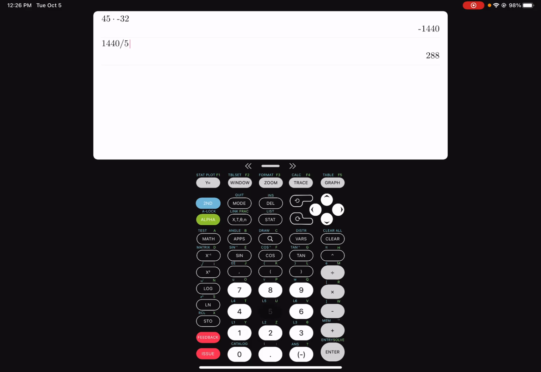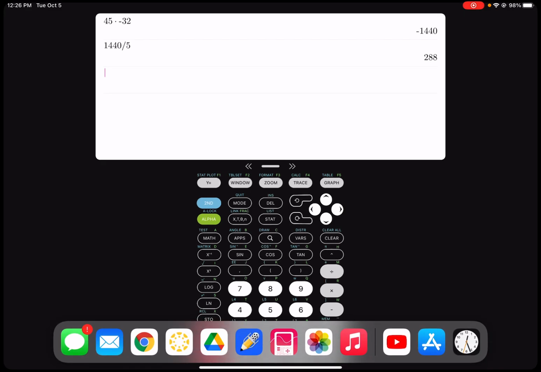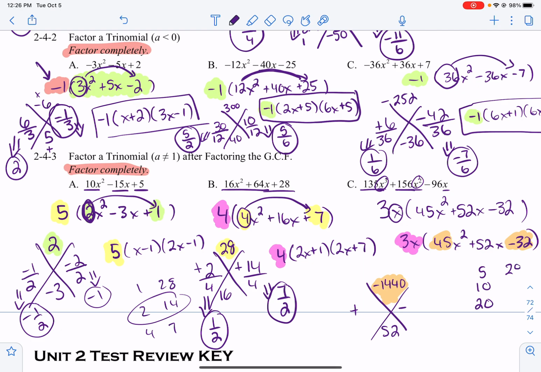1,440 divided by 5 gives me 288. So 288. I want them to be 52 apart. That's way too big. So if I divide it by 10, I'm going to get 144. Those are still too far apart. If I divide it by 20, that gives me what, 72? And if I make this the negative 72, or negative 20 plus 72, that gets me 52. Cool. So negative 20 plus 72.